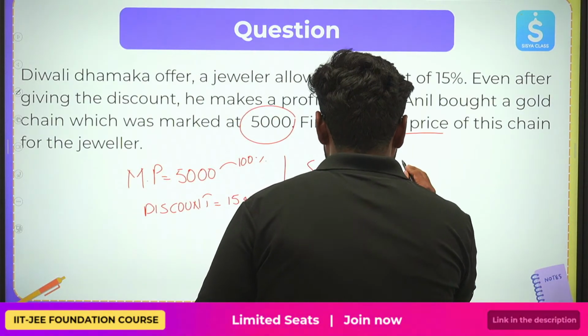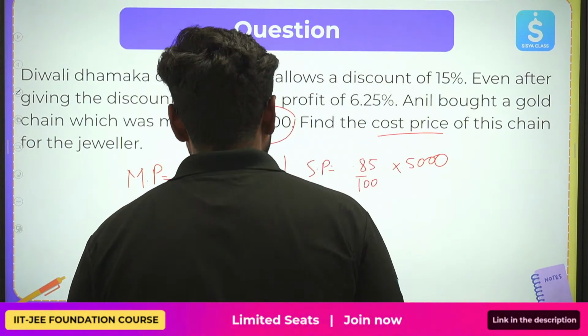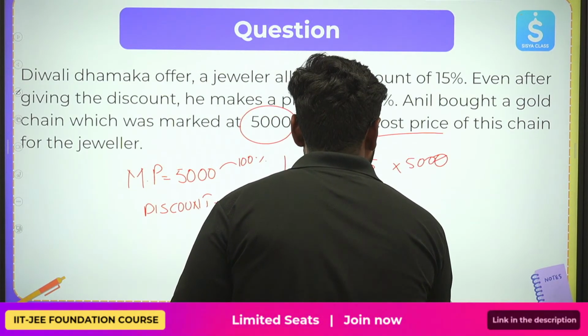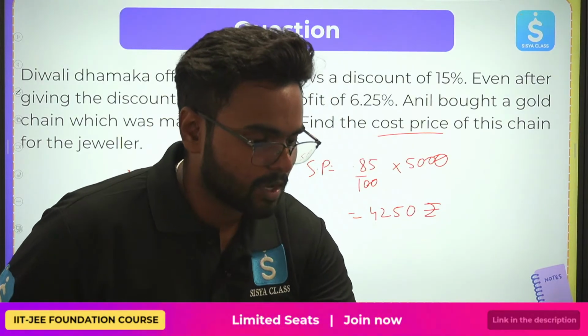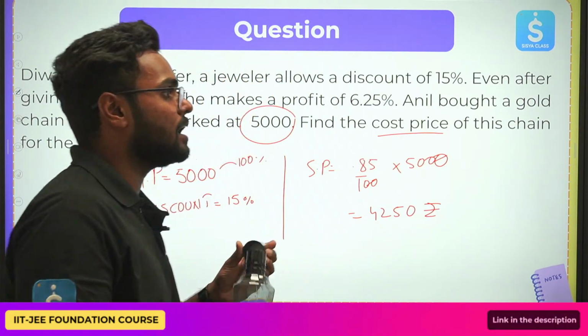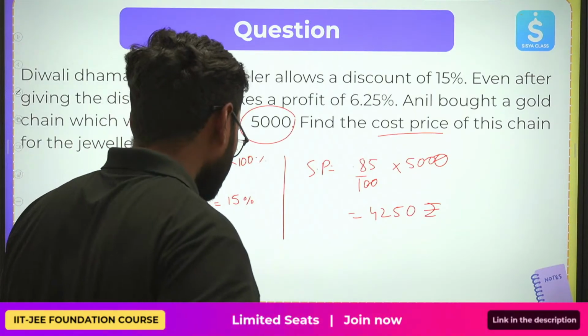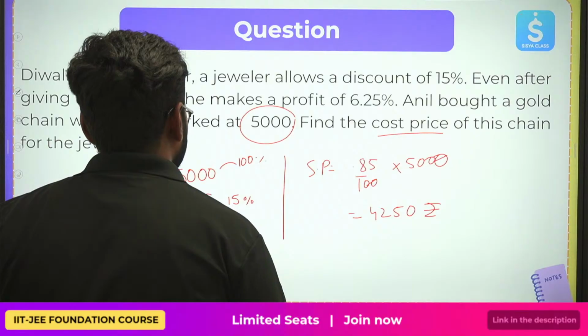into 5,000, right? This should be 4250 rupees, right? I'm not taking it to any deeper formulas. This is a basic formula. We found out the selling price.